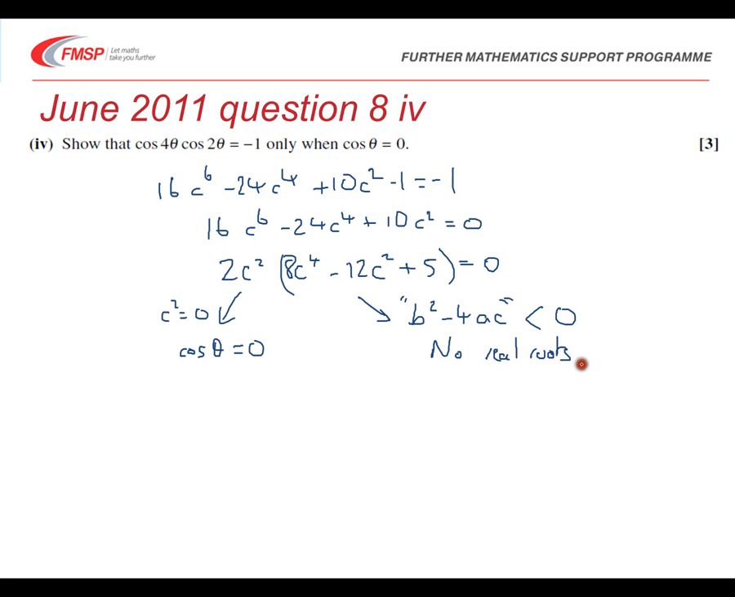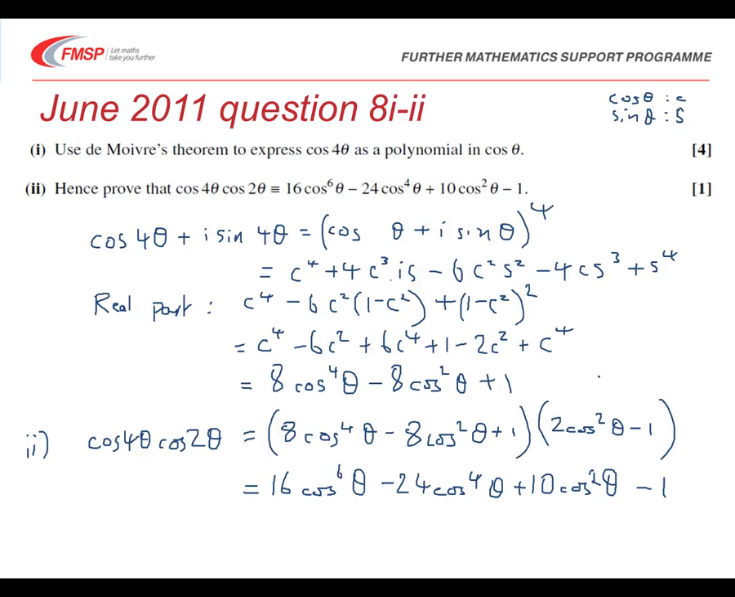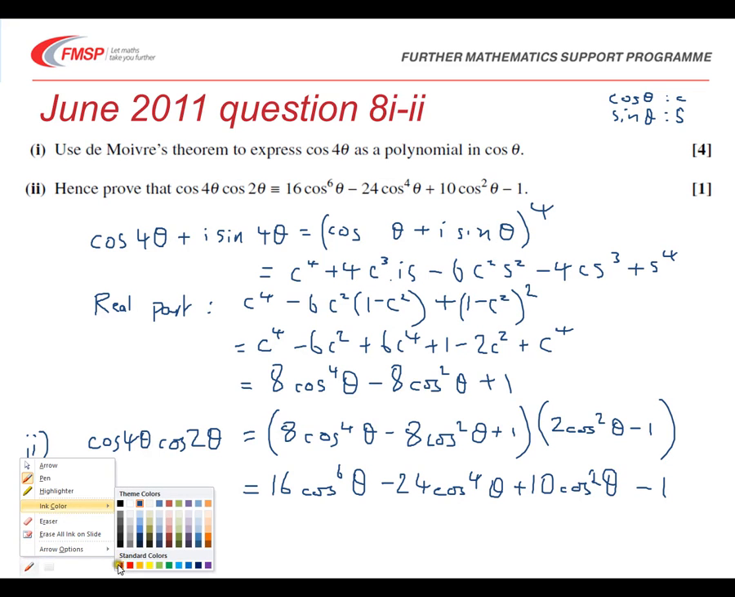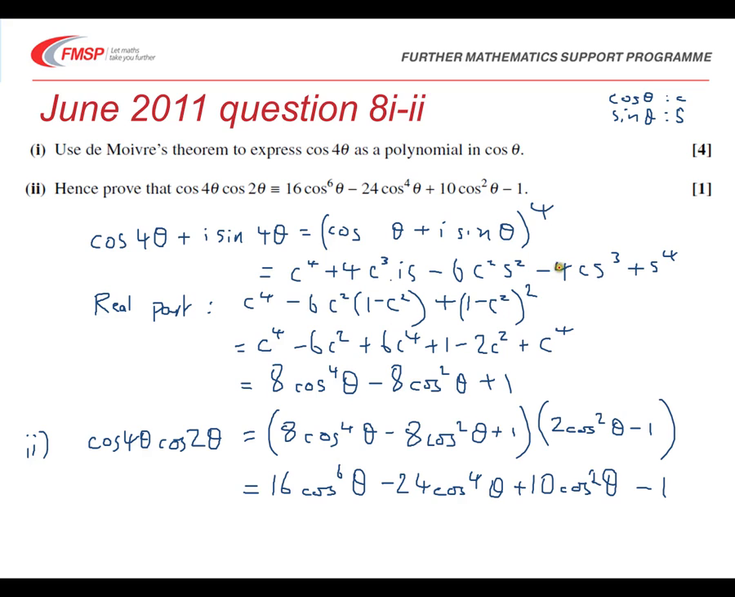Let's have a quick look at how the marks were awarded for this. On the first part, there's a method mark for correctly expanding a binomial to the power of 4, and an accuracy mark if you get all your terms correct there. Then looking at the real parts correctly, and doing your 1 minus c squared is worth another method mark, and finally an accuracy mark for the answer. And obviously just 1 mark here if that's convincingly correct.